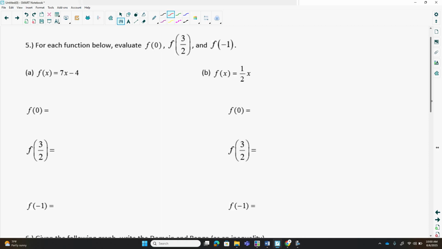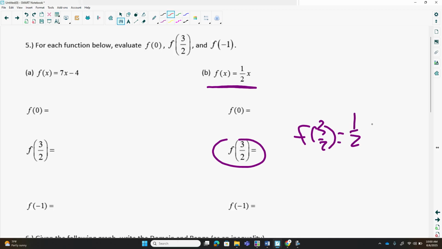You feel like you can do those? I can get 33 over 2. Okay, which one? On A or B? On B? All right, so f of 3/2. That's this one going into this equation. So I would do f of 3/2 is equal to 1/2 times, because that's an x, 3/2. Okay, you know what to do now, Elijah?